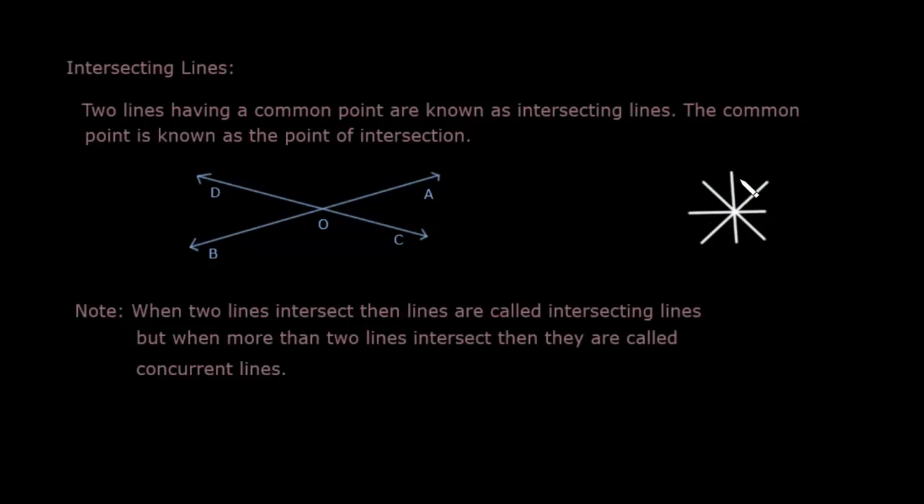Like in this case, these lines are intersecting at this point O, but these are more than two. If lines are more than two, we call them concurrent lines. Lines passing through the same point are called concurrent lines and the point is called the point of concurrency. But when two lines intersect, we call them intersecting lines and the common point is called the point of intersection.